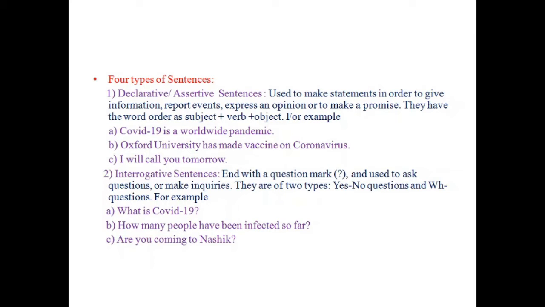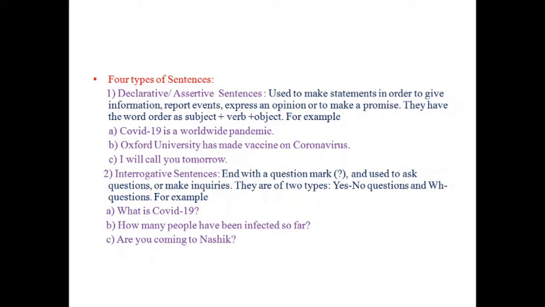Let us see now, what is declarative sentence? Declarative sentence is also called assertive sentence. Assertive sentence or declarative sentences. Declaratives are used to make statements in order to give information, report events, express an opinion, or to make a promise. They have the word order as subject plus verb plus object. Declarative sentences generally observe the word order as subject plus verb plus object, and they are employed to give information, to report any event, or to express opinion, or to make promise.